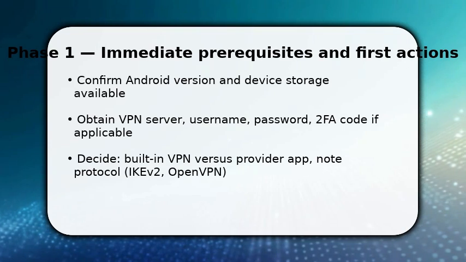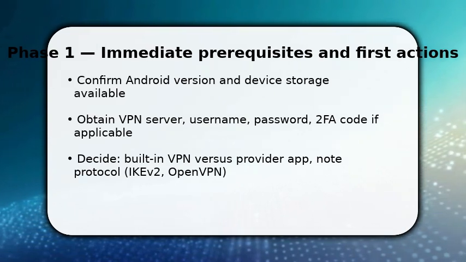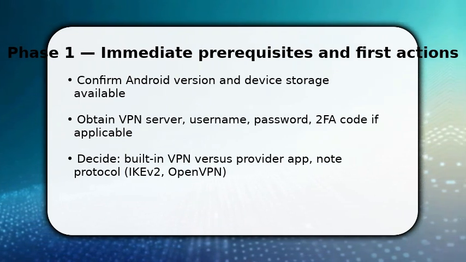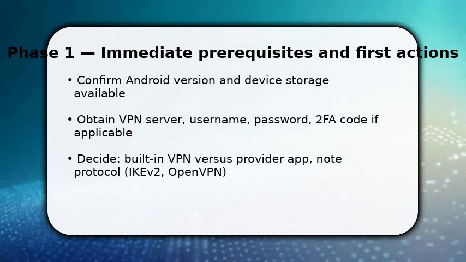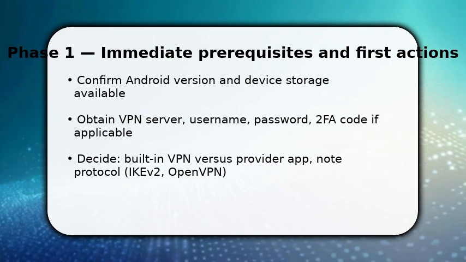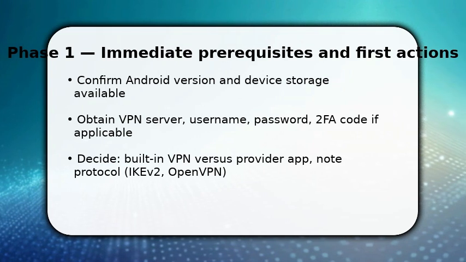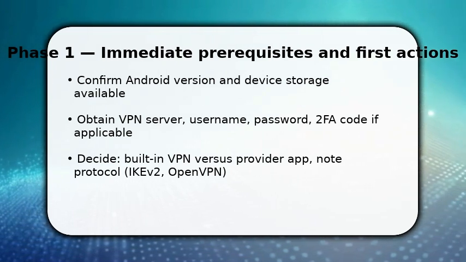You begin by confirming your Android version and that you have the VPN credentials at hand. Open Settings and tap Network and Internet, then choose VPN. If you plan to use an app, install it now from Play Store. Once done, select Add VPN Profile or open the provider app setup screen.